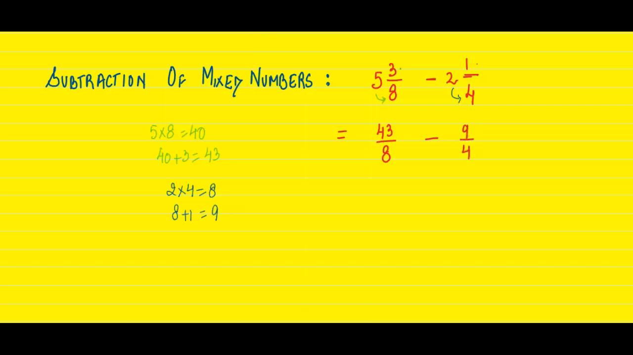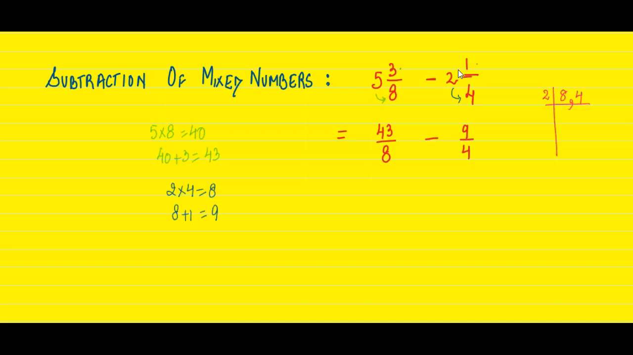Now we can see that the denominators are not the same. That means these are unlike fractions. So we will try to find the LCM in order to make the denominators the same. Both of these are even numbers, so we will divide them by 2.